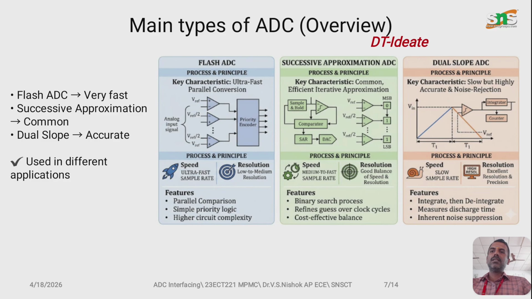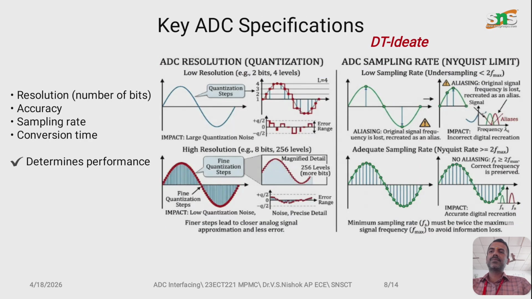So here are the main types of ADC. We are seeing here flash type ADC, successive approximation type ADC and dual slope type ADC, each based on its features.